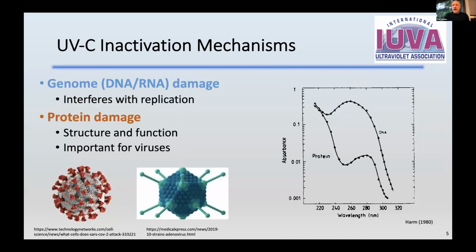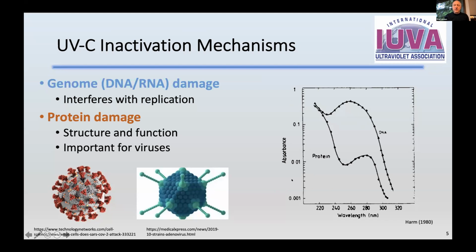Looking a little more closely at that, the first law of photochemistry states that only radiation that is absorbed can produce any kind of photochemical effect. And if you look at the graph on the right-hand side, we see the absorbance of both DNA and nucleic acid and proteins. This is looking at wavelengths between about 220 up to 300 nanometers.